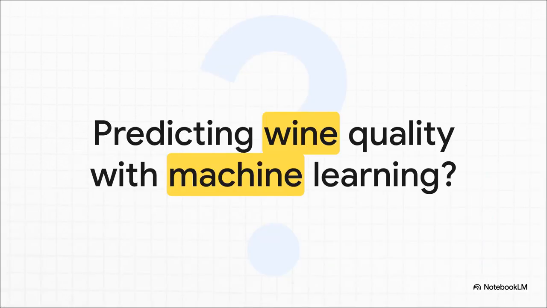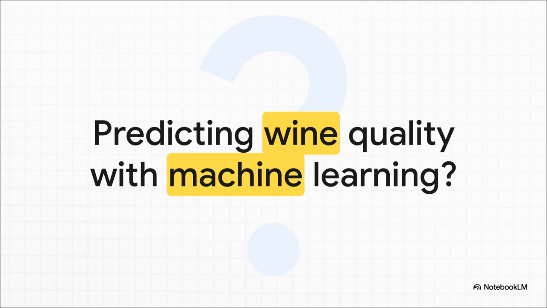So the crucial question we're starting with here is simply this. Can a machine actually learn to taste wine? Now, obviously, a computer doesn't have a palate. It can't exactly swirl a glass, sniff the bouquet, or pick out delicate notes of oak and cherry. But what it can do is analyze the underlying chemical properties.